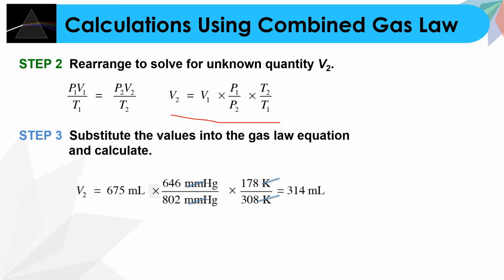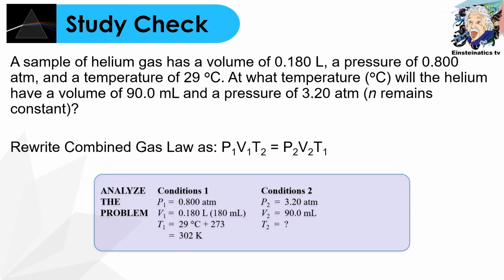So, multiply mo muna 675 ml times 646 millimeters of mercury times 178 Kelvin. Then, cancel out muna yung mga units of measurement na magkakapareho. Then, multiply mo yung 802 by 308. Tsaka mo pa lang siya i-divide. Kung ano yung mga sagot nito, divide by the answers of here, then the correct answer would be 314 ml.